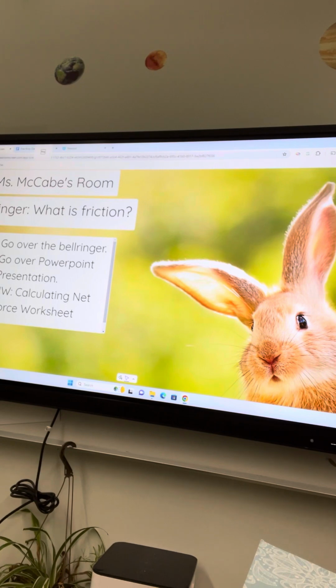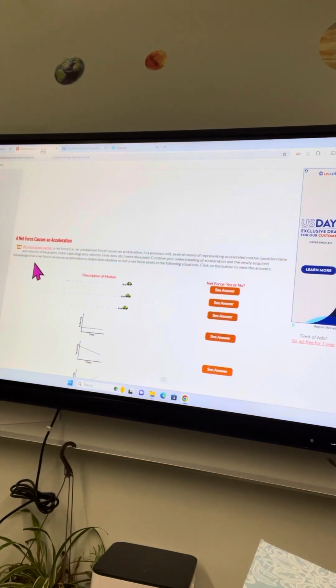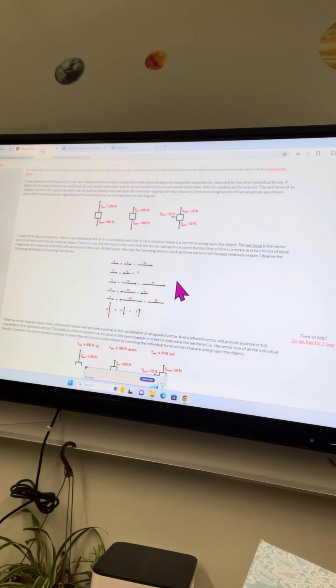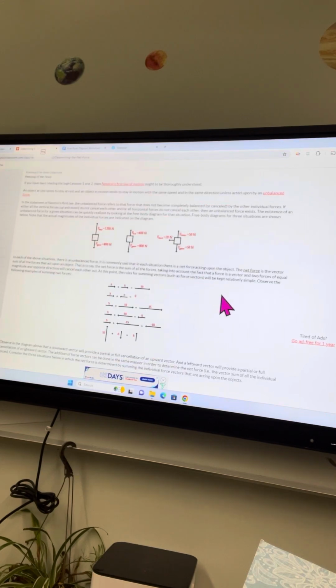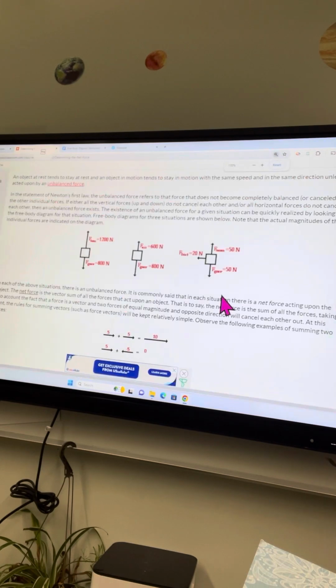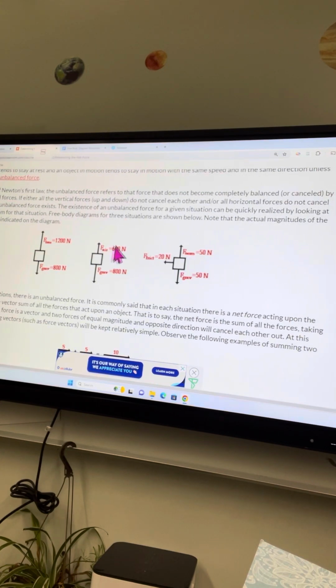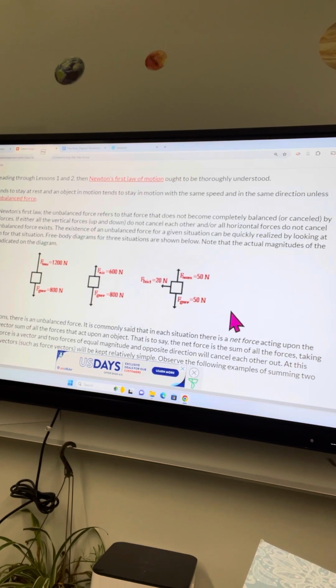All right, so go ahead and exit out of that. I am now on to how to calculate net force. So I'm going to take it a step back here, and I'm going to zoom in really quick. I have copied and pasted this website onto your announcement, okay? It talks about how to find and calculate net forces using free body diagrams. Okay, so here's some examples.